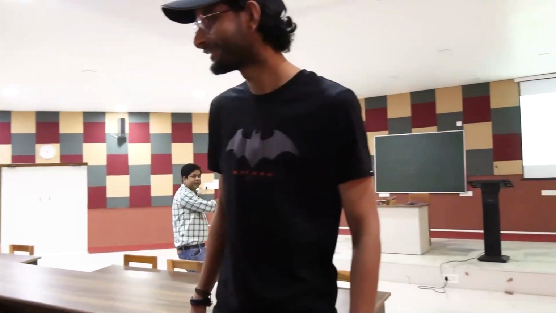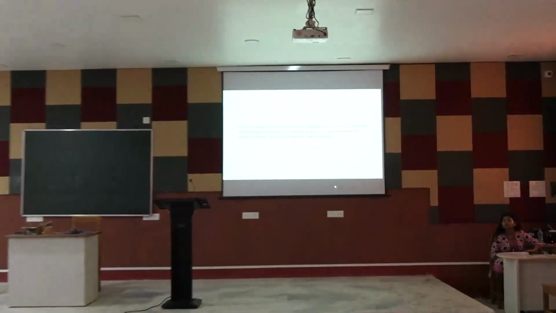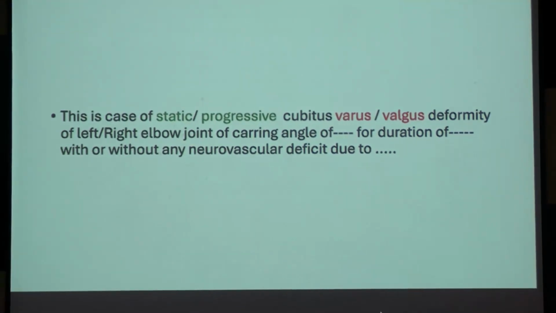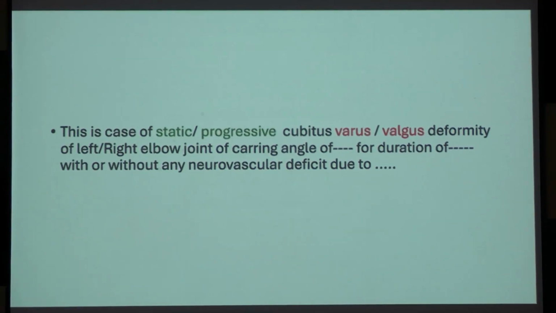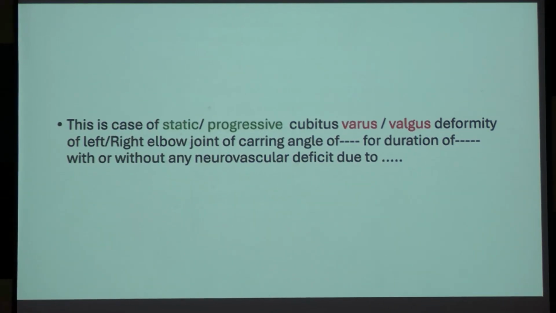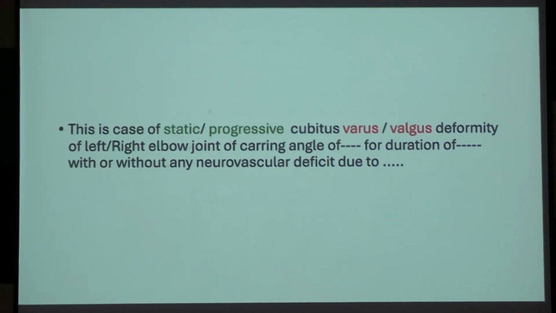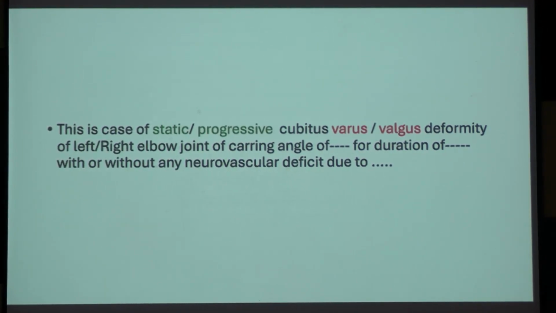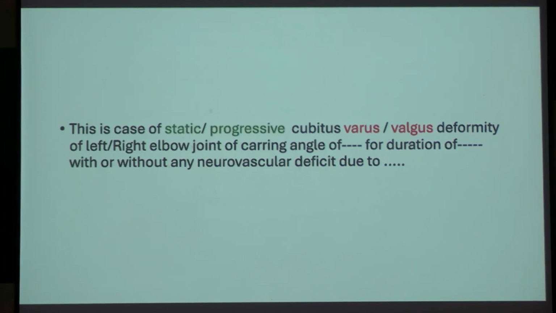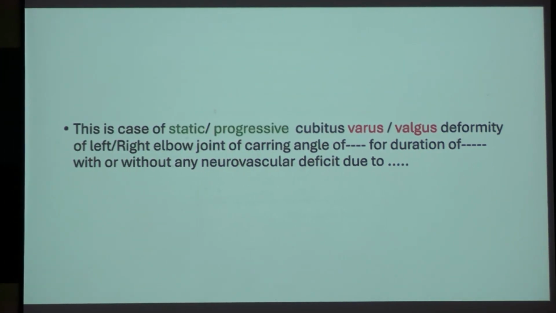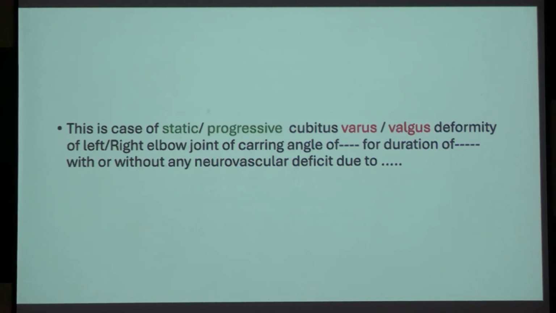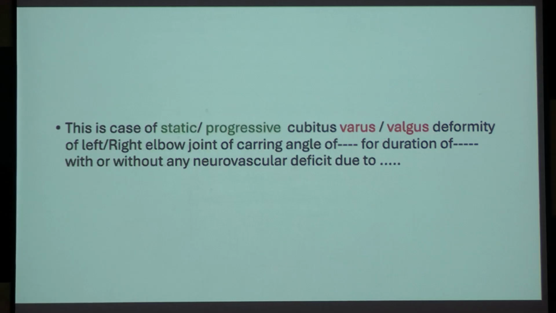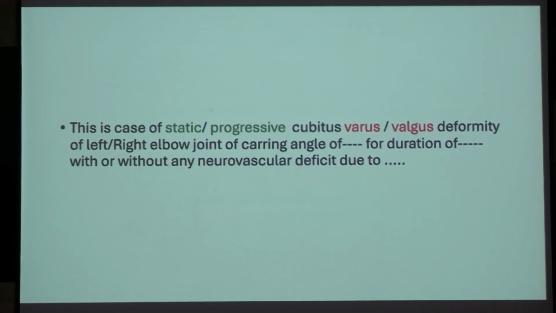Okay, so this is your diagnosis. This is a case of static or progressive Cubitus Varus or Valgus deformity of left or right elbow joint, with carrying angle (you have to measure the carrying angle), for duration of 1 year, 2 years, 3 years, and without any neurovascular deficit, due to what is the cause. So first you have to tell this diagnosis. This is the first point. Then the examiner asks you why static and why progressive.